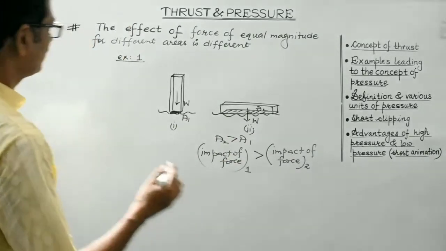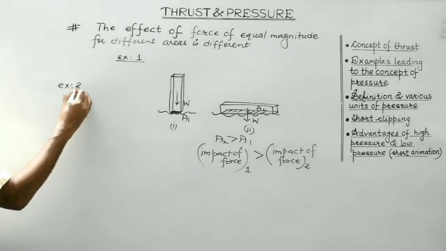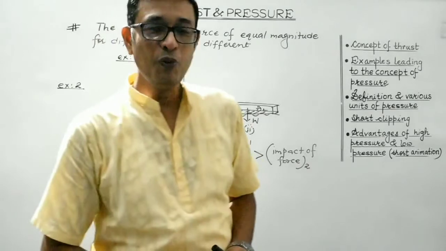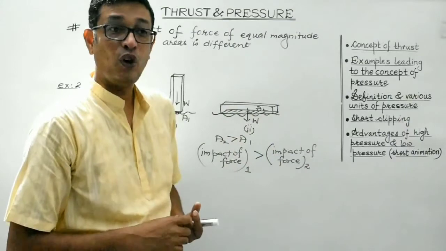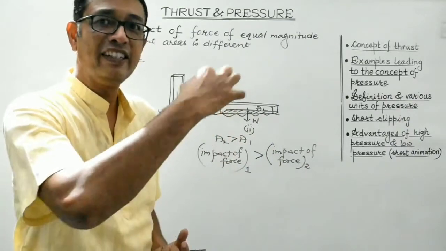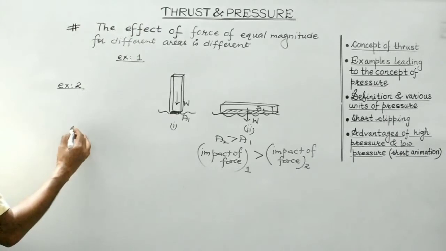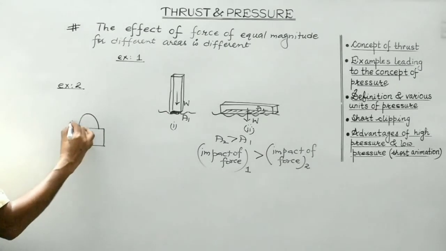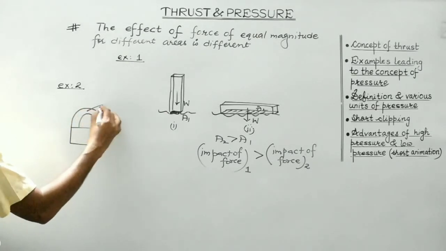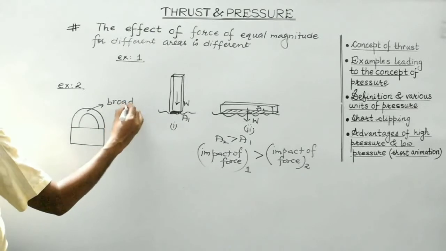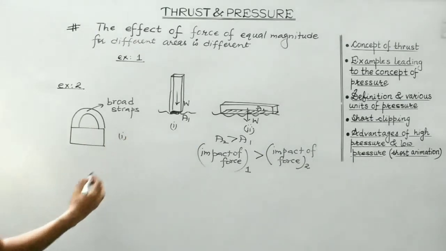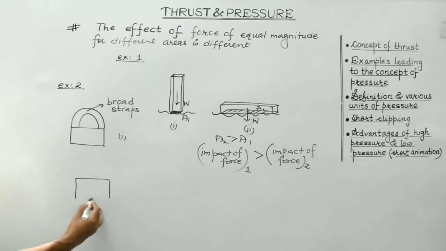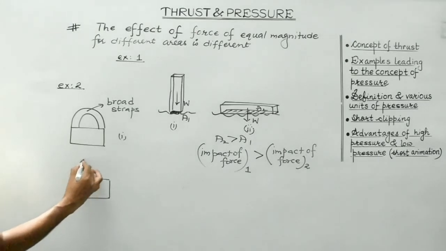Okay, students, let's consider the second example. We are aware of school bags. There are some school bags having broad straps, while there are some other school bags having narrow straps. So these are the two types of bags. Suppose one is having broad straps, B-R-O-A-D, broad straps. And in the second case, suppose the same bag is having a narrow strap.